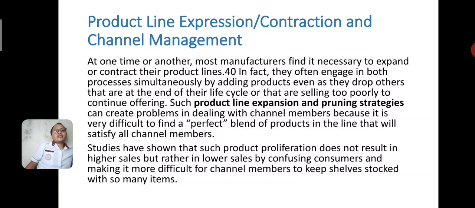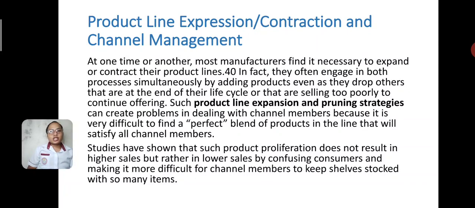Product line expansion, contraction, and channel management. At one time or other, most manufacturers find it necessary to expand or contract their product lines. In fact, they often engage in both processes simultaneously by adding products even as they drop others that are at the end of their life cycle or that are not selling enough to continue operating.